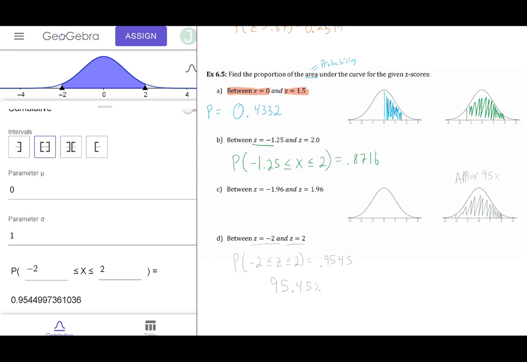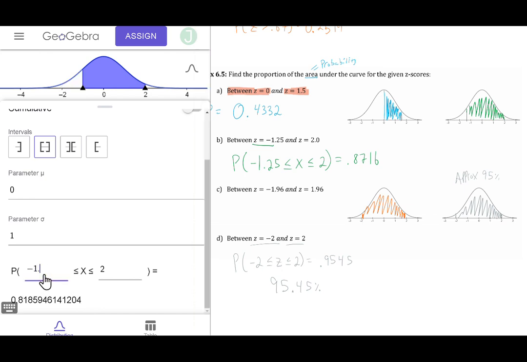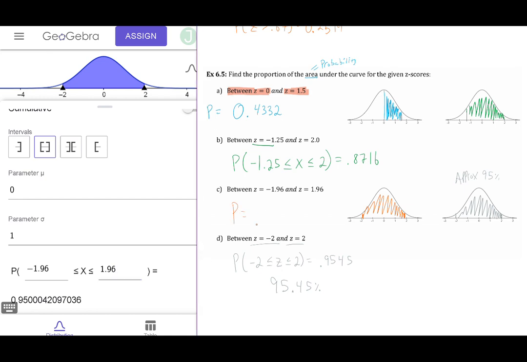Let's look at the last example here. The last example says negative 1.96 to positive 1.96. So almost the same thing, but not quite. If we put negative 1.96 for our lower bound and positive 1.96 for our upper bound, we'll see that the area, or the probability, is almost exactly 95%. 0.950004. So really close to 95% of the graph is within 1.96 standard deviations of the mean.